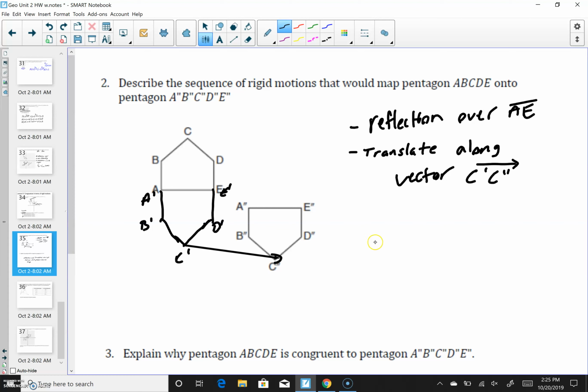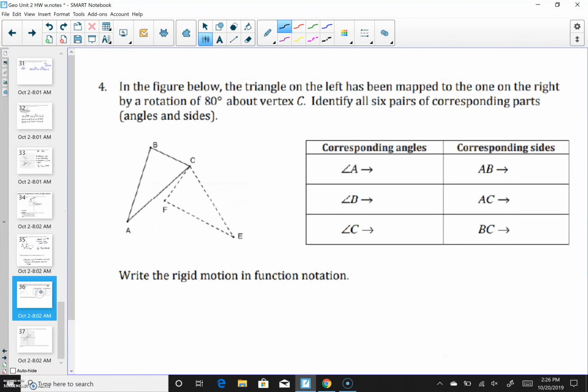And I want to go back up to the top, just in case somebody wanted to do this in our composition notation. It would look like that. It would be a reflection over AE, line segment AE, composed with a translation, C prime to C double prime vector, and then it's what we did it to, and we did it to, the original shape was A, B, C, D, E. So there's our problems number 2 and 3.